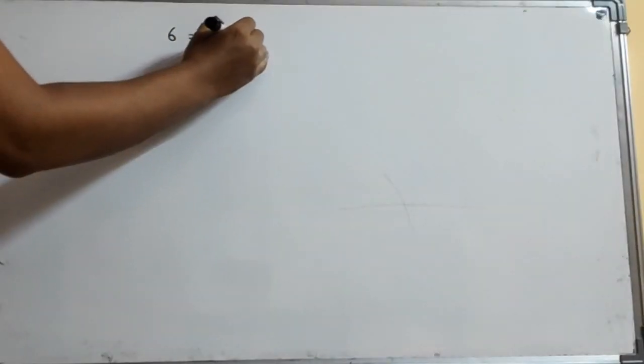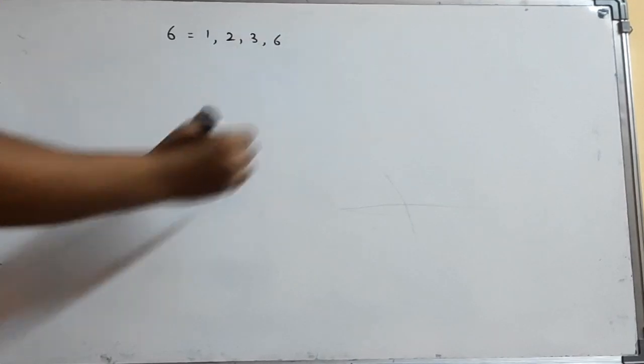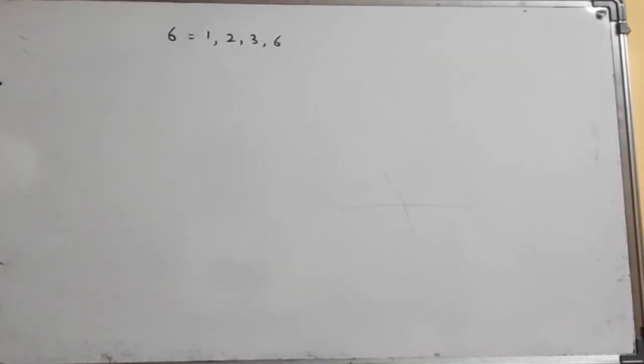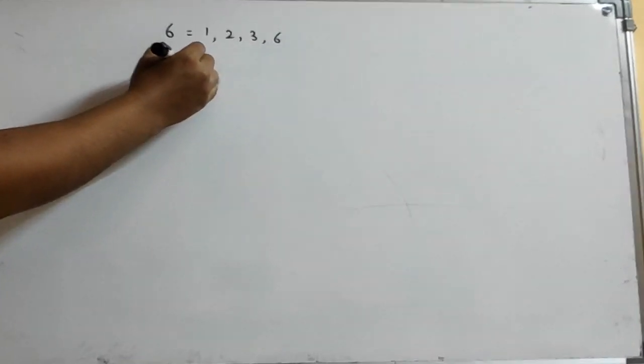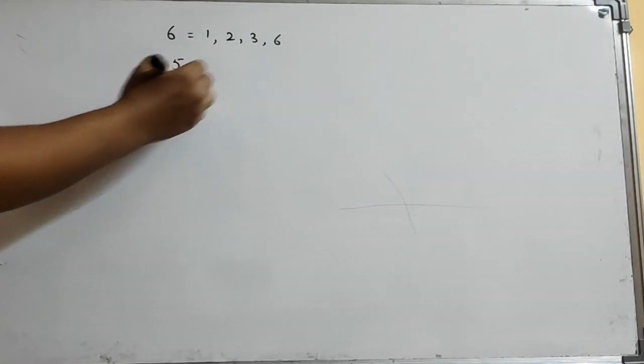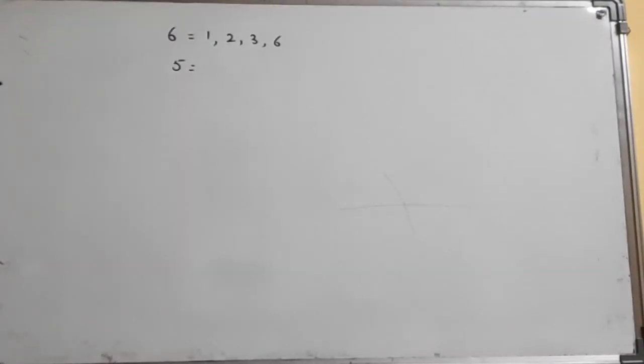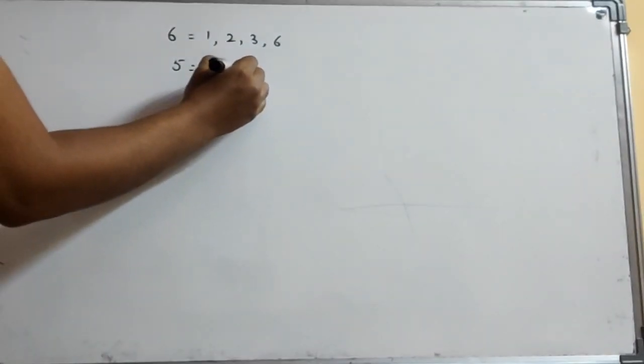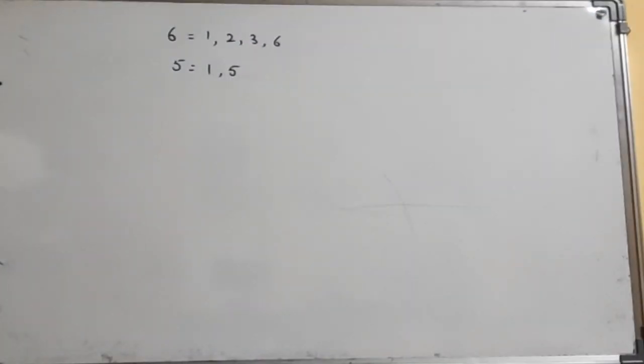We have learned about composite numbers. Now let us look at 6. The factors of 6 are 1, 2, 3 and 6. And we'll look at, say, the factors of 5. What are the factors of 5? 1 and 5. Factors of 5 are 1 and 5.